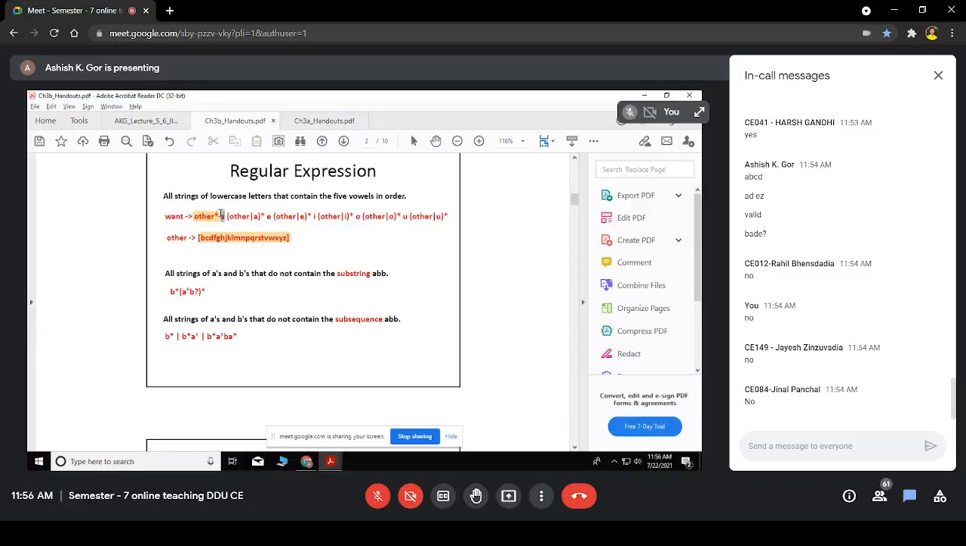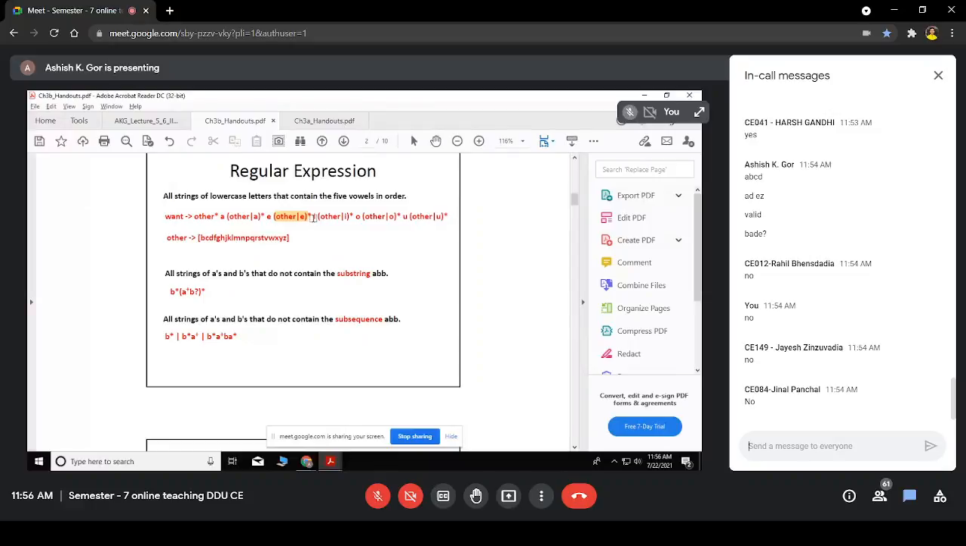Then A, because I want vowels in order. First it should be A, then E, I, O, U. A could be any number of times, E could be any number of times, likewise. So then what I write is other, but A can also come any number of times, other or A star. Then E should come at least once. Then again other and E star. But remember, after E, A should not come again. So that's why I have not written other or A or E. I have just written other or E star.